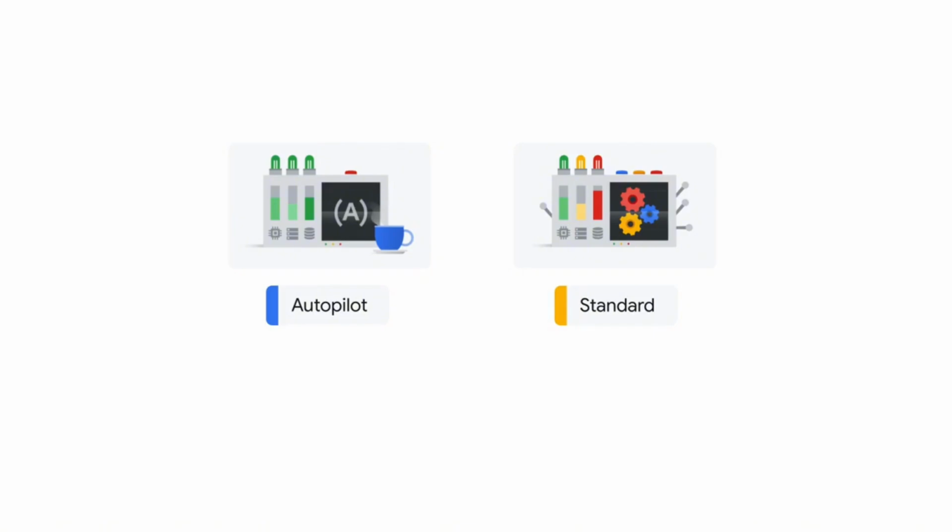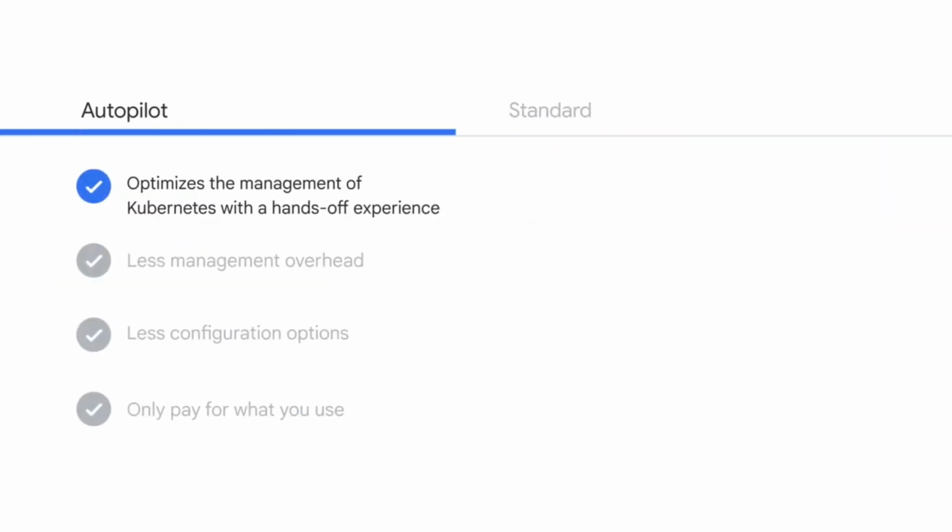Now let's explore the two available modes of operation, autopilot and standard mode, in more detail. At a high level, autopilot mode optimizes the management of Kubernetes with a hands-off experience. However, less management overhead means fewer configuration options. And with autopilot GKE, you only pay for what you use.